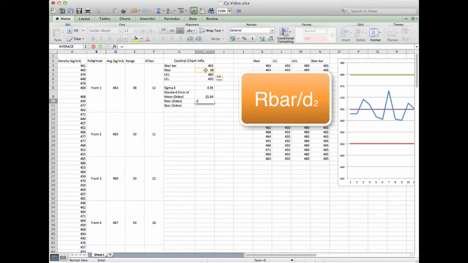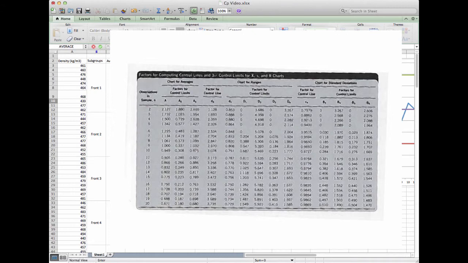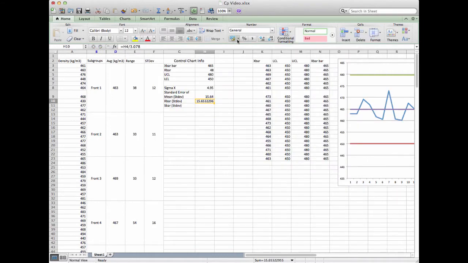So my R bar for this example, we're going back to the foam seat example, and I've already calculated my control chart and done some calculations here. So I've got my R bar here in cell H3. R bar divided by factor lowercase d2, which is in the appendix in my textbook. So that turns out to be 3.078. So my R bar estimate for standard deviation of the population is 15.65.